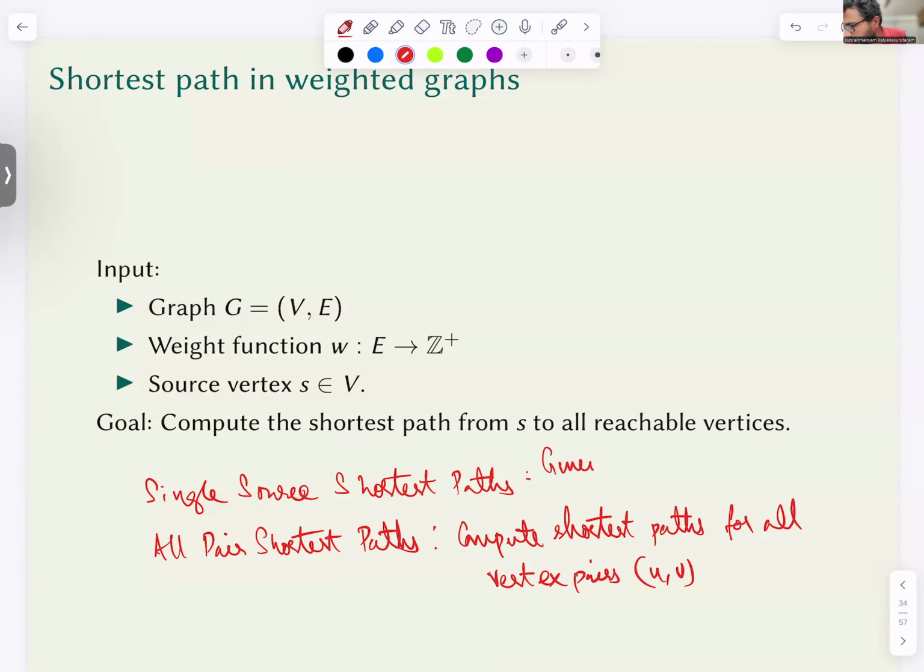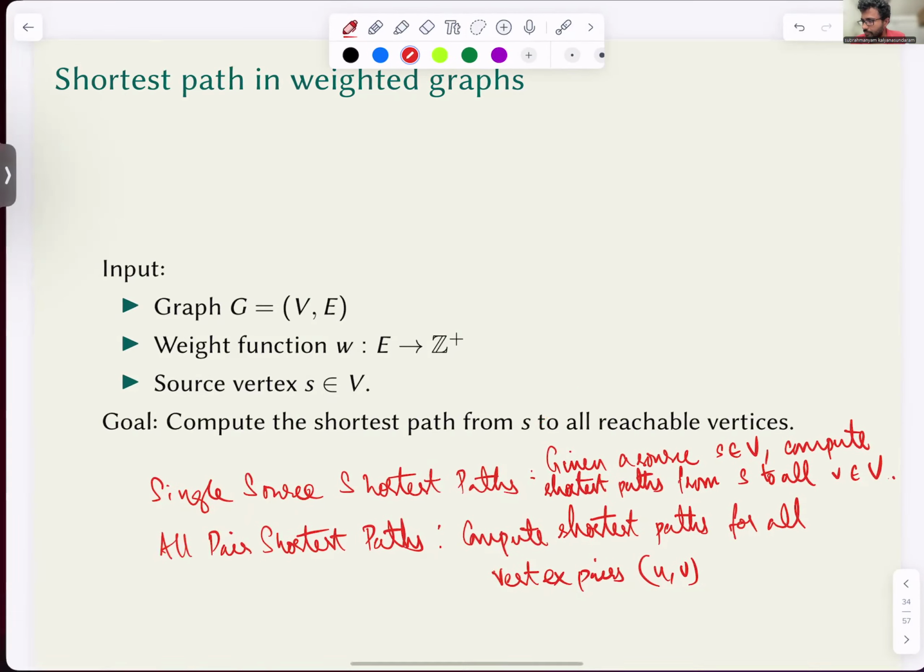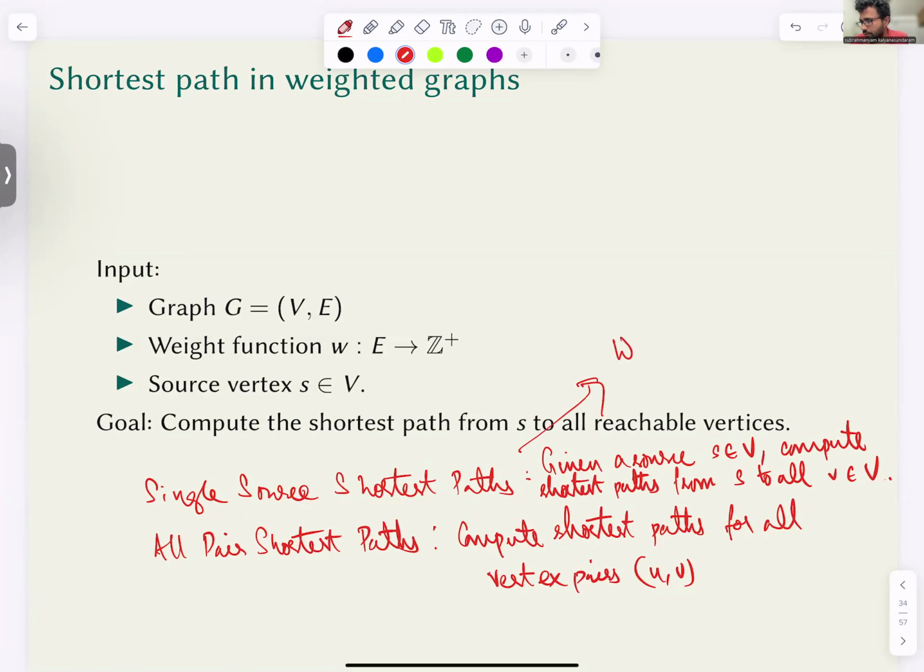So this is, given a source S in V, compute shortest paths from S to all v in V. So what we'll see is only this. We will see only single source shortest paths.